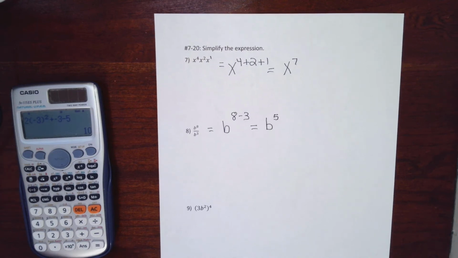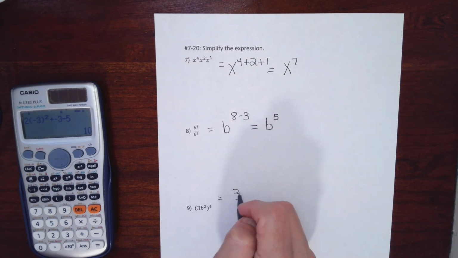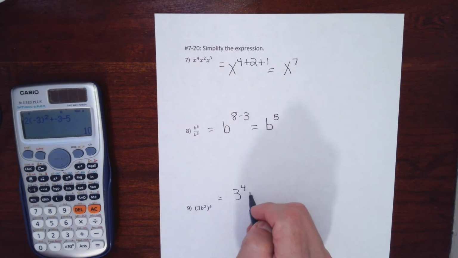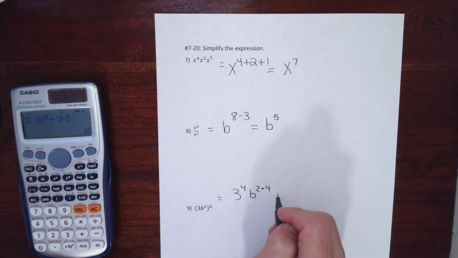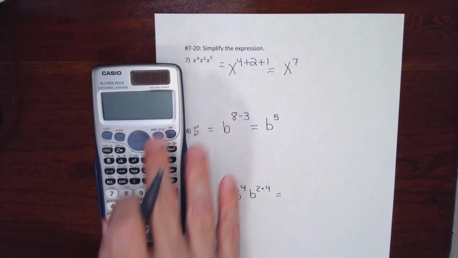For problem 9, when I have a parentheses that has straight multiplication inside and an exponent outside, I can clear the parentheses by attaching the exponent to any number or variable that doesn't have an exponent and multiplying the exponent by any number or variable that has an exponent.